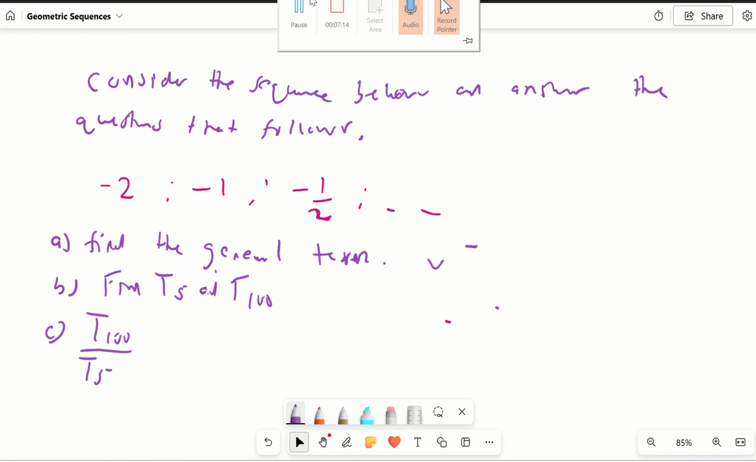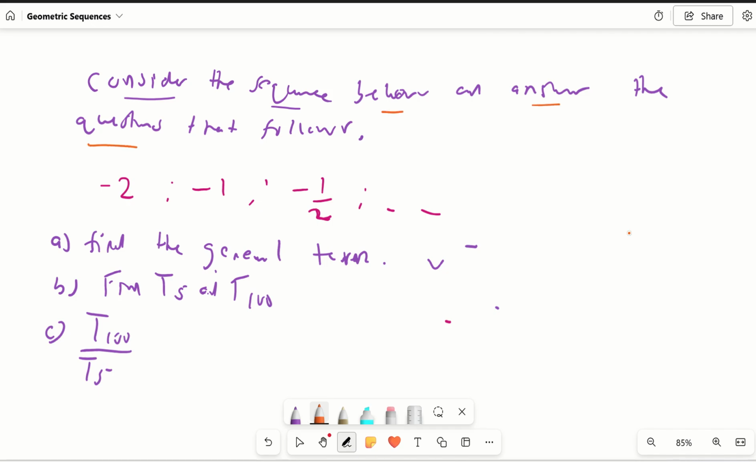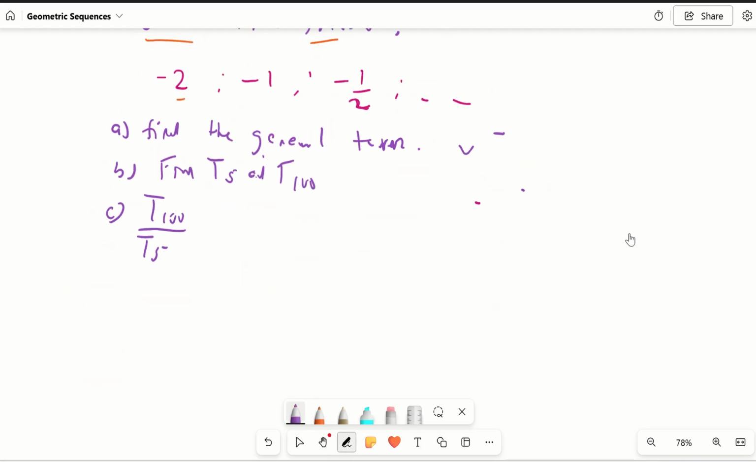Work together. Thank you for the attempt. Right, let's get into the question. The question says, consider the sequence below and answer the questions that follow. -2, let's fix the handwriting, it is atrocious. We've got -2, -1, and -1/2.